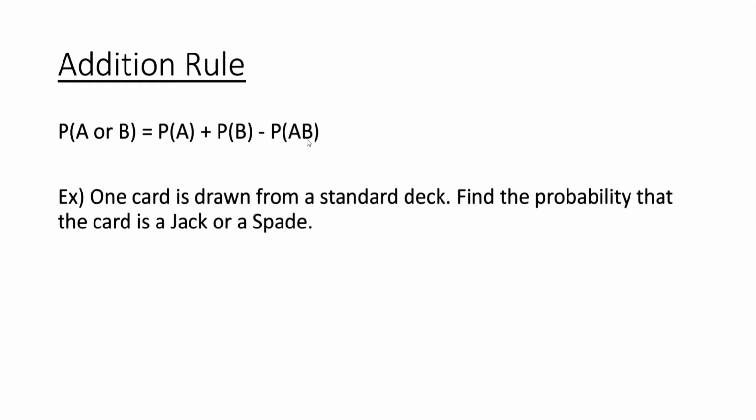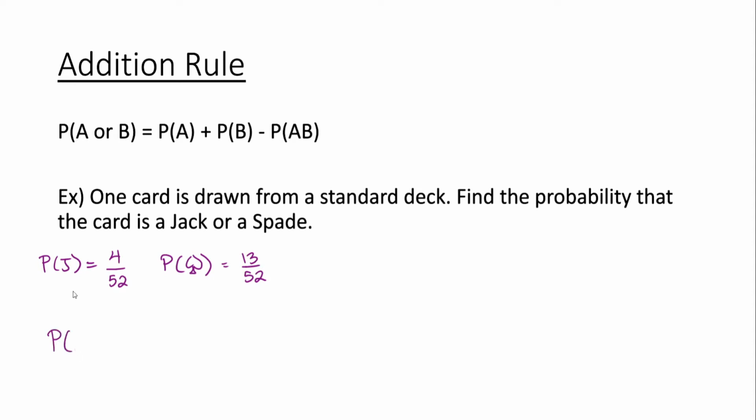Now we'll look at an example. One card is drawn from a standard deck. Find the probability that the card is a jack or a spade. So we know our probability of getting a jack is going to be 4 out of 52, and we've found our probability of getting a spade is 13 out of 52. So we have 4 cards that are jacks, we have 13 cards that are spades.